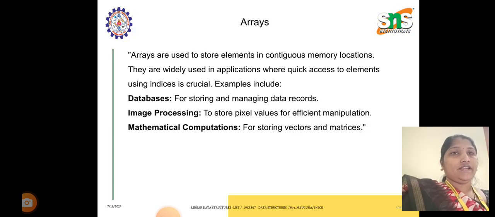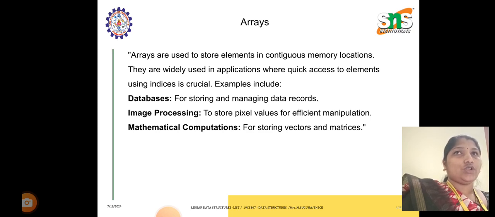So, first the data structure is array. We know what an array is. Arrays are used for storing elements in a sequential or contiguous memory location. So applications which use arrays will have quick access to elements by using their key value or indexes. For example, arrays can be used in any type of database for storing, accessing and manipulating the data present in the database.